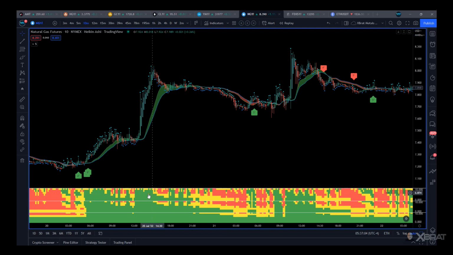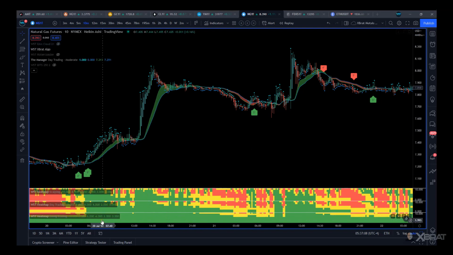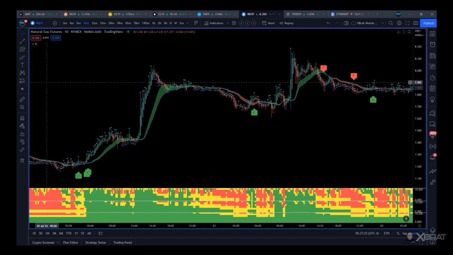So first of all, you see the three heat maps on the bottom here. We've got scalping setting, day trading setting, swing trading setting. In each heat map there are 6 different time frames. So this gives us a really deep look at the bias, whether it's bullish green, bearish red, or yellow is neutral.